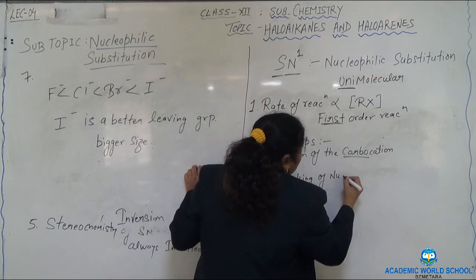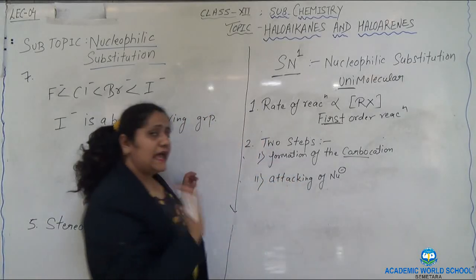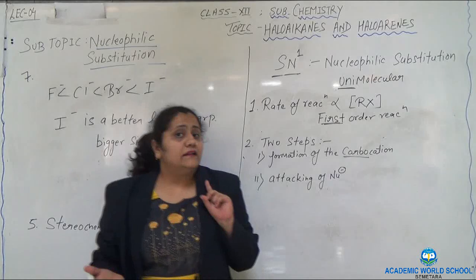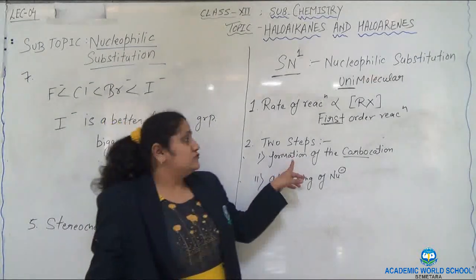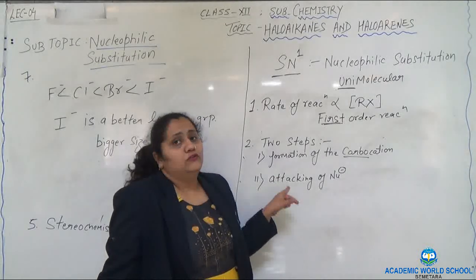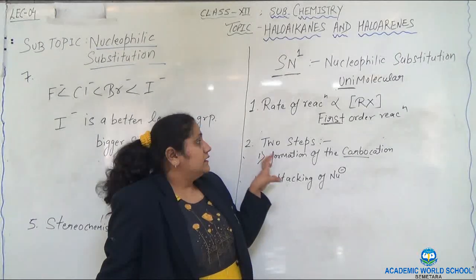In SN2 reaction, the attack of the nucleophile and the removal of the leaving group occur simultaneously. But in SN1 reaction, first we have to form the carbocation. That carbocation will then be attacked by the nucleophile. So they occur in 2 steps.